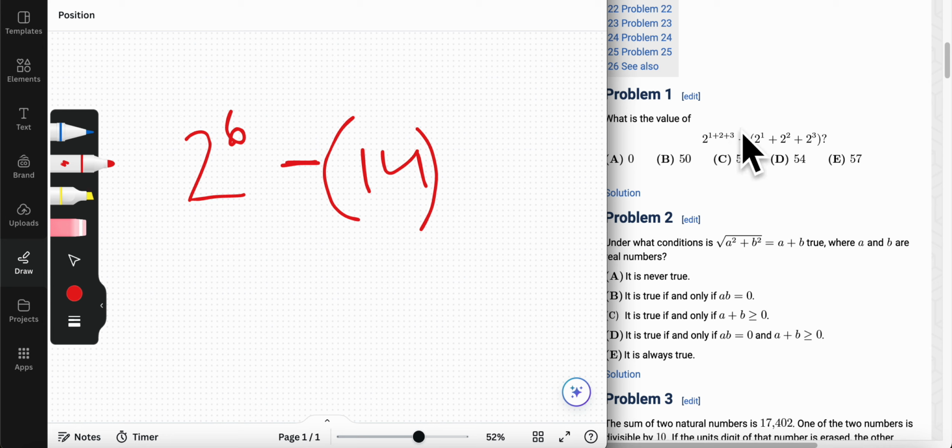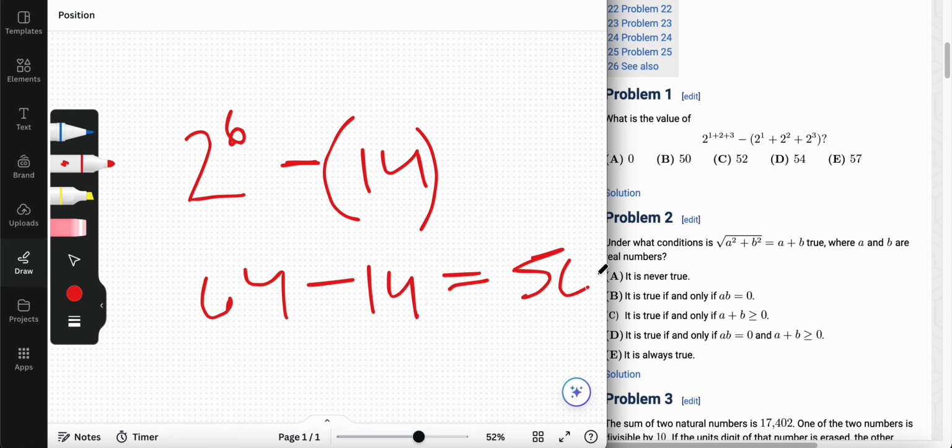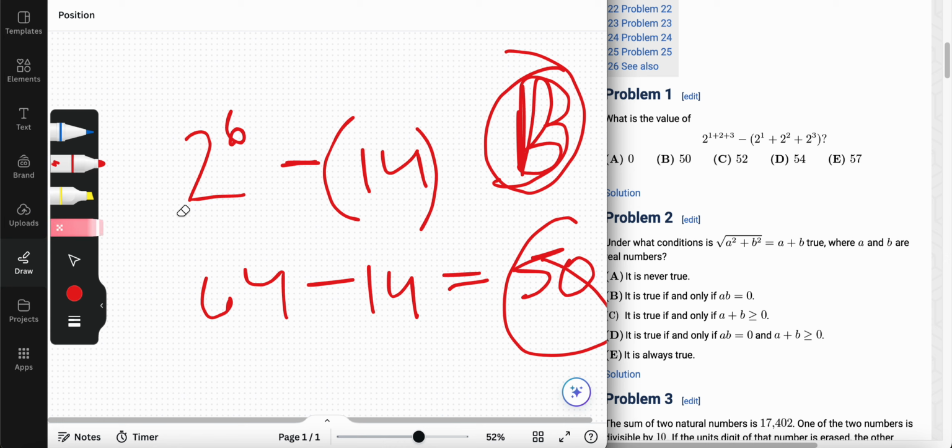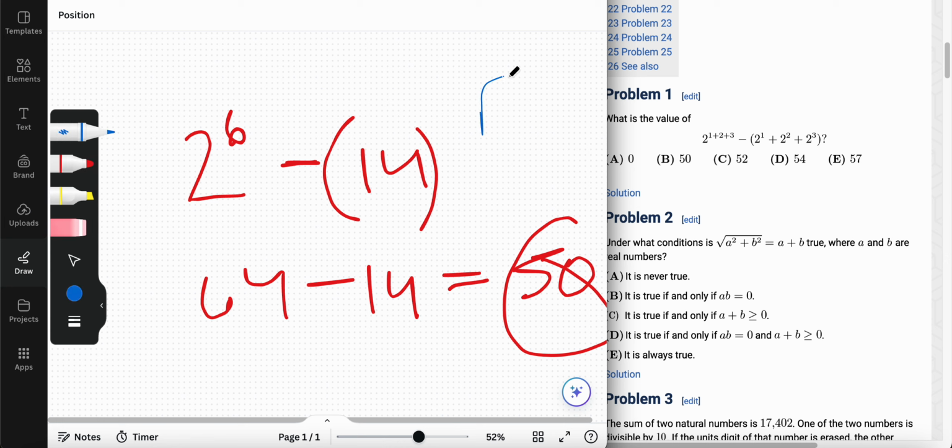And then I just added these numbers up, so 2 to the 6. Now 2 to the 6 is 64. And then we bring down the minus 14. And then this is just going to be 50. So my answer would be B. Okay, pretty simple problem. So my final answer is B.